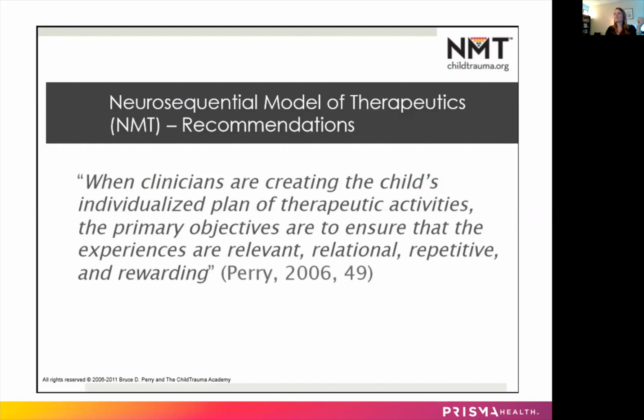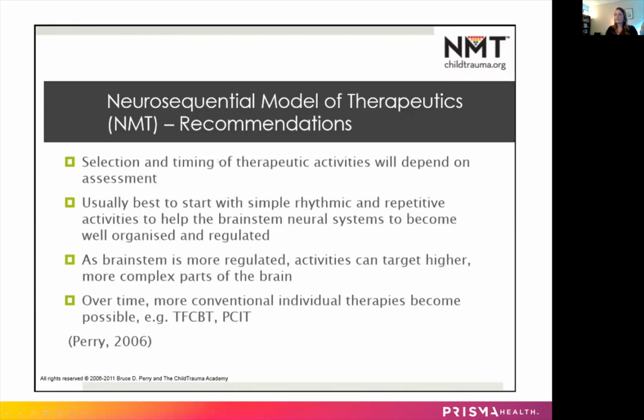All right, and then just to summarize in Dr. Perry's words, when we're creating an individualized plan of therapeutic activities, pick activities that are relevant, relational, repetitive, and rewarding. And then later, after you do these rhythmic and repetitive activities, maybe you add trauma-focused cognitive behavioral therapy or parent-child interactive therapy. You still use those, but maybe you spend the first couple months of therapy just coming in and coloring every day, or making slime, or doing yoga together, or doing therapeutic drumming. This is what we did at the Center for Child Protection. And then later, when you can stay regulated, we can do some of these more conventional individual therapies.